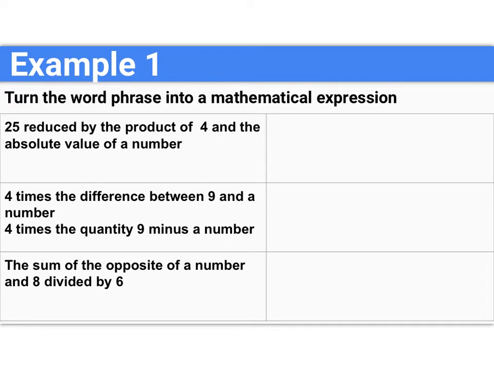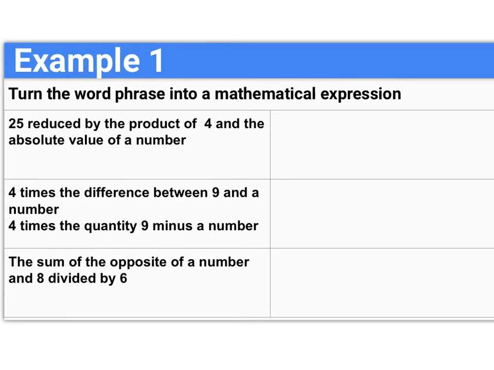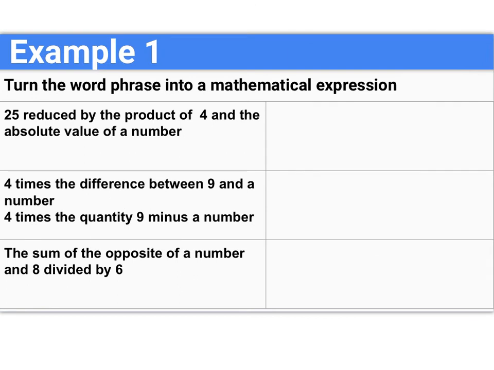yesterday. Okay, 25 reduced by the product of 4 and the absolute value of a number. The product, okay, so let's start with the product of 4 and the absolute value of a number. So, 25 reduced by the product of 4 and the absolute value of a number.